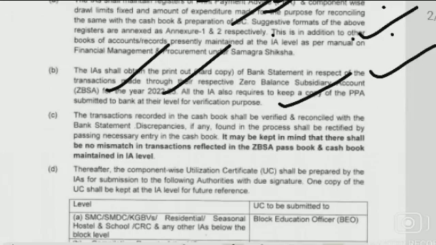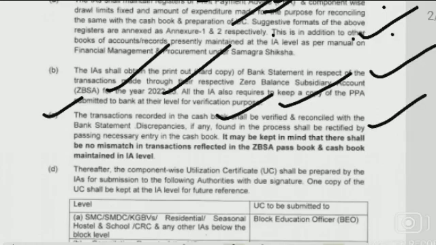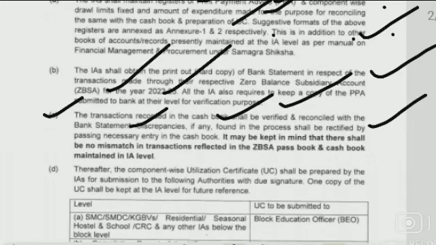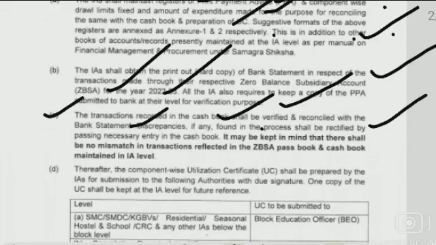Next, the transactions recorded in the cash book shall be verified and reconciled with the bank statement. Whatever is written in the bank statement, what has been reflected in the bank statement, you have to correlate with the cash book which you have maintained in the schools. Suppose you have spent only 44,000 for the purchase of uniforms, so it should be reflected in the cash book that 44,000 had been spent for the purchase of uniforms, and the 6,000 at the bank level, you have to reflect in the cash book itself.